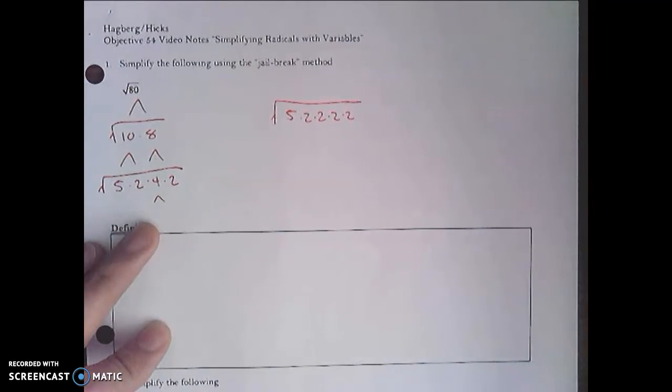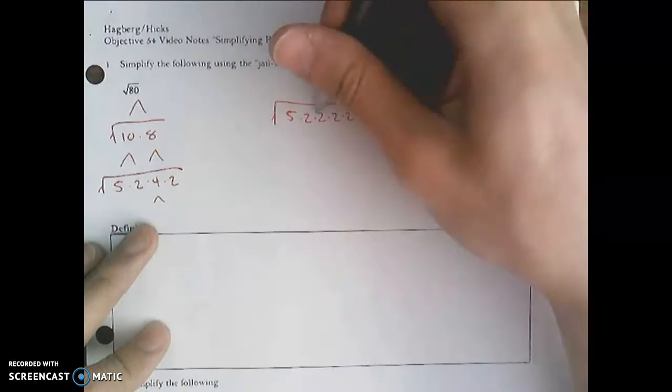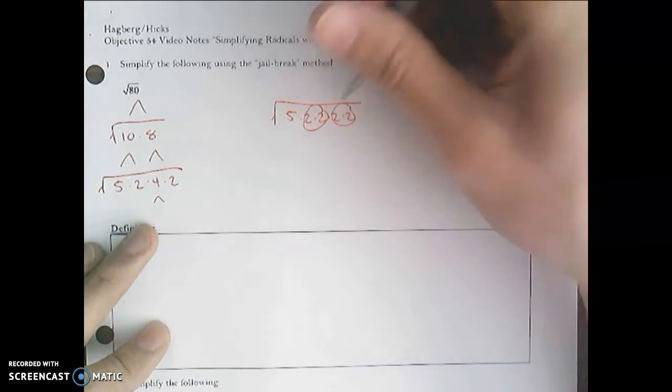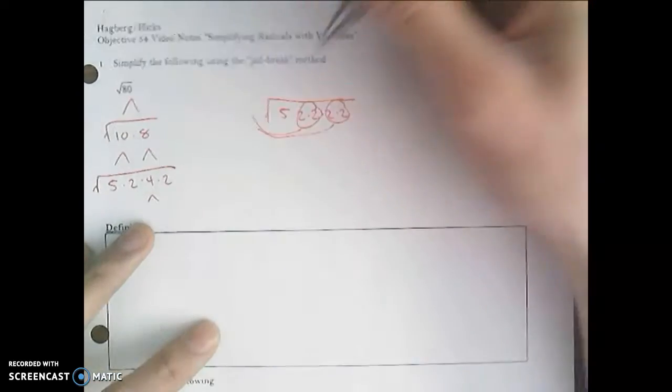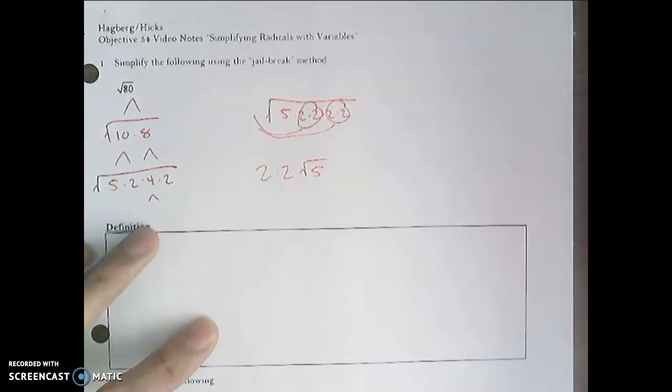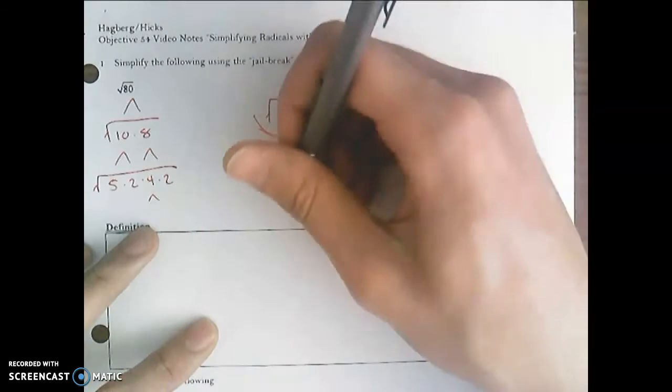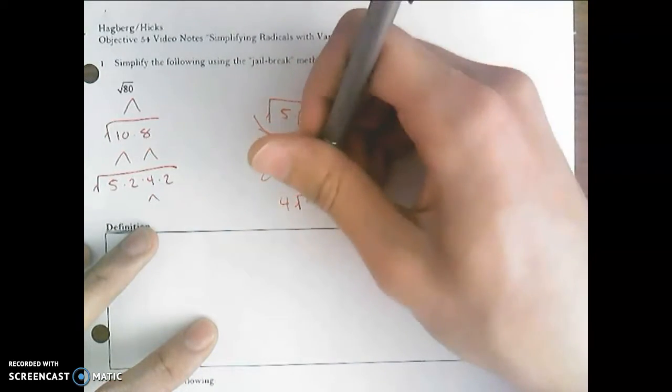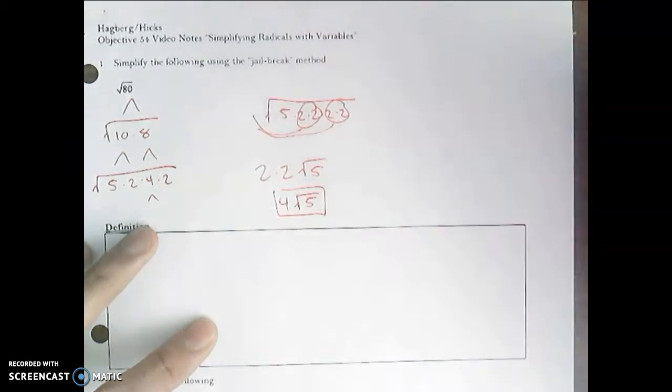Okay, the jailbreak method, we find partners and we bring them out. So we have a pair of 2's. We have another pair of 2's. We can bring them both out. So on the outside, we have 2 times 2. On the inside, we have the square root of 5. We evaluate 2 times 2, and we get 4 times the square root of 5.